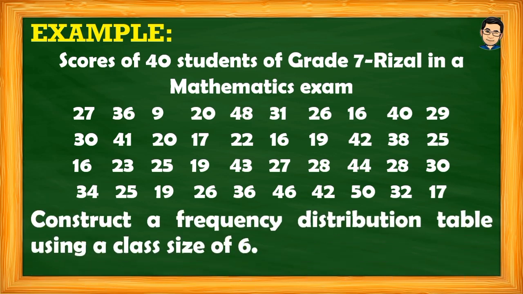So, we will construct a frequency distribution table using a class size of 6. Tandaan, yung class size po natin dyan is only approximate. So, ibig sabihin, tansya lang. So, malalaman lang kasi natin talaga yung class size natin kapag nakuha na natin yung class interval. I-divide natin yung range dun sa ating approximate class size.